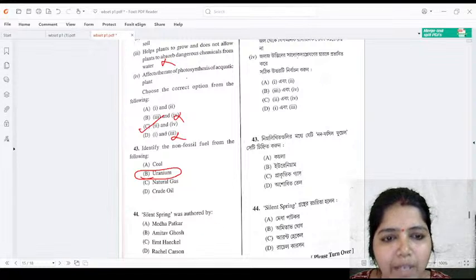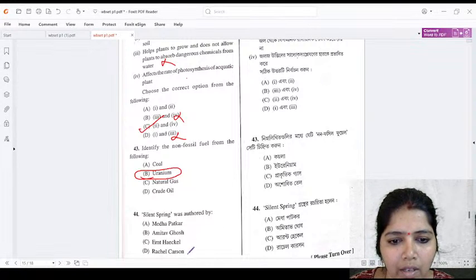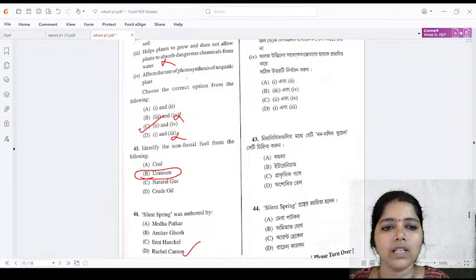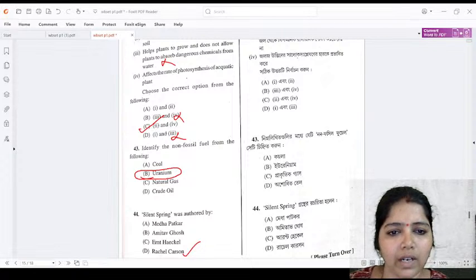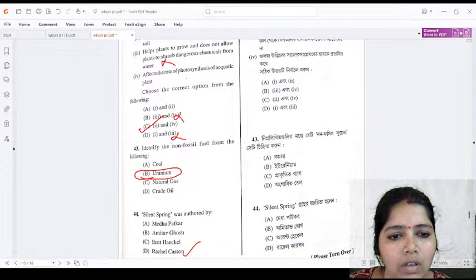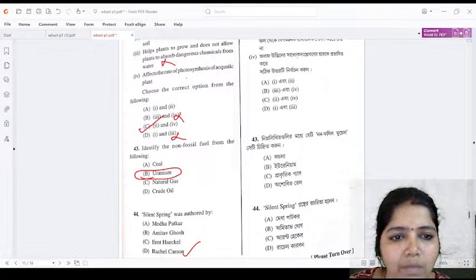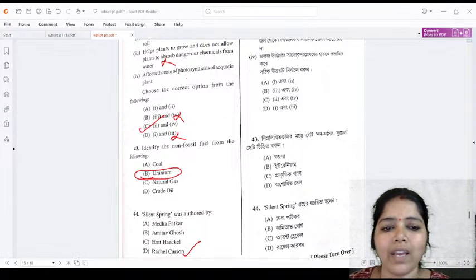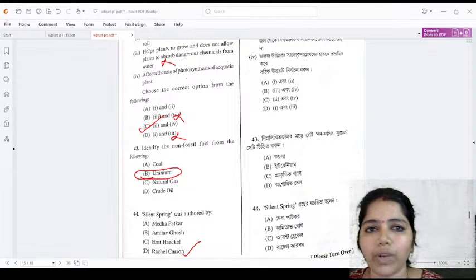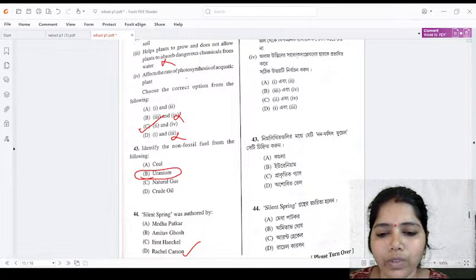Silent Spring is being written by Rachel Carson. Silent Spring is nothing but a book written by Rachel Carson. Okay, and he talked about the effect of what human has been doing for the natural world. So how it has been affected negatively. It has been published there in the Silent Spring book.